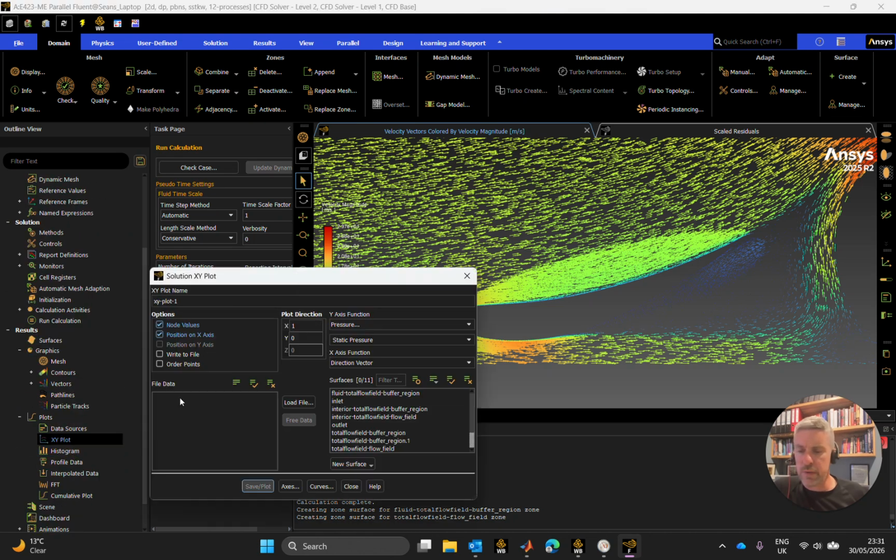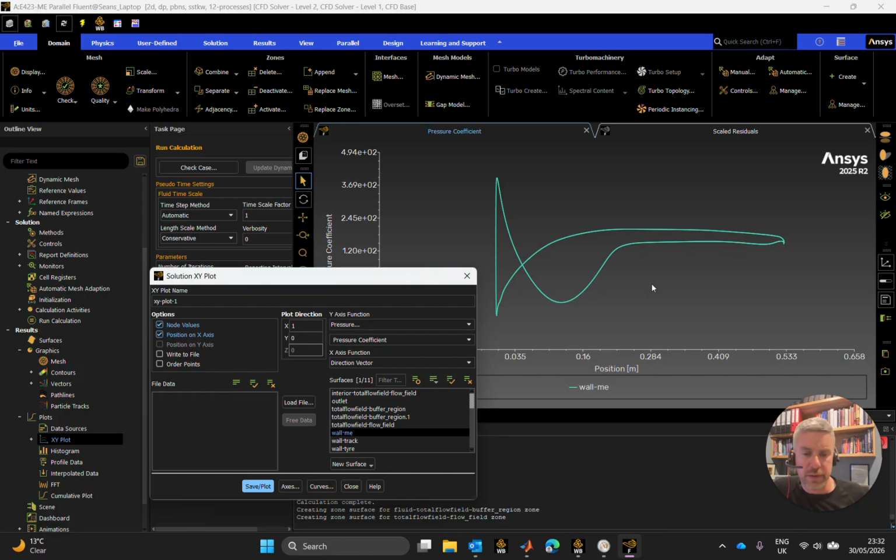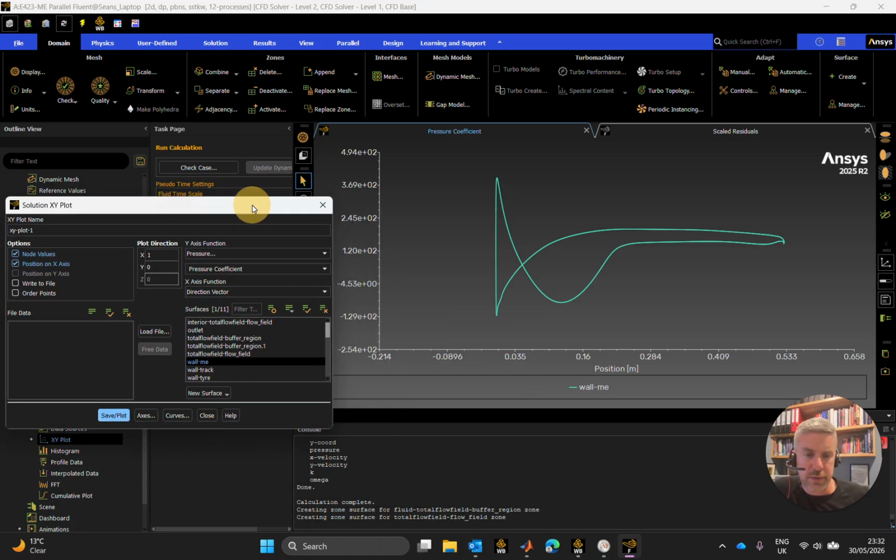Then we'll go for an XY plot, and what I'm going to do is look at the pressure coefficient on these. Pressure coefficient, let's look at that on the wall main element, and we're going to be looking at the direction function, save and plot. All right, so here we do see the adverse pressure occurring against the top surface and the bottom surface.